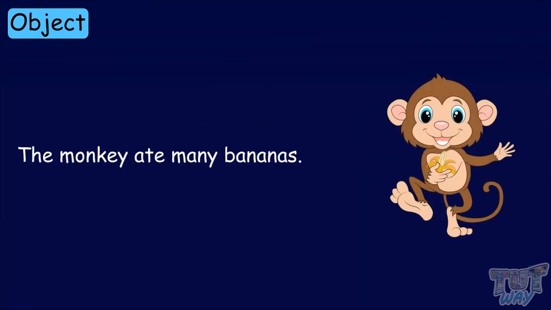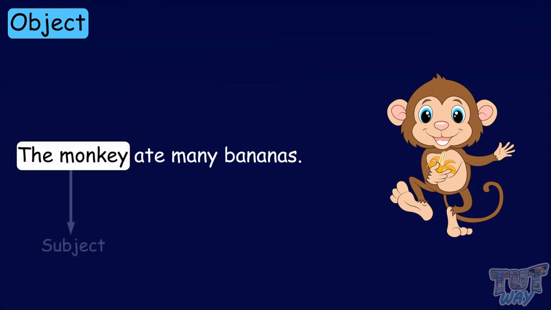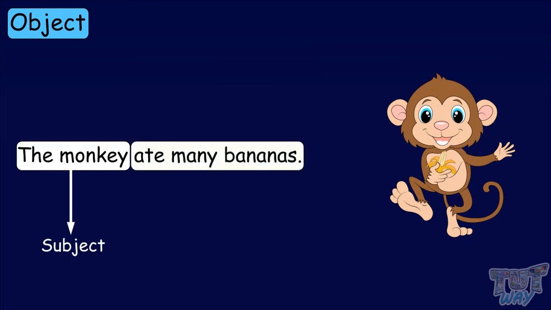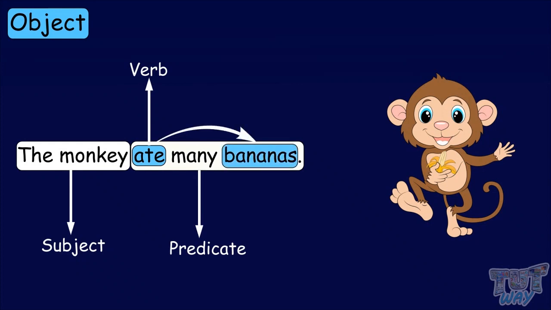The monkey ate many bananas. The monkey is the subject of the sentence. Ate many bananas is the predicate, and out of this predicate, ate is the verb, and as the action of eating is being performed on bananas, so bananas is the object.